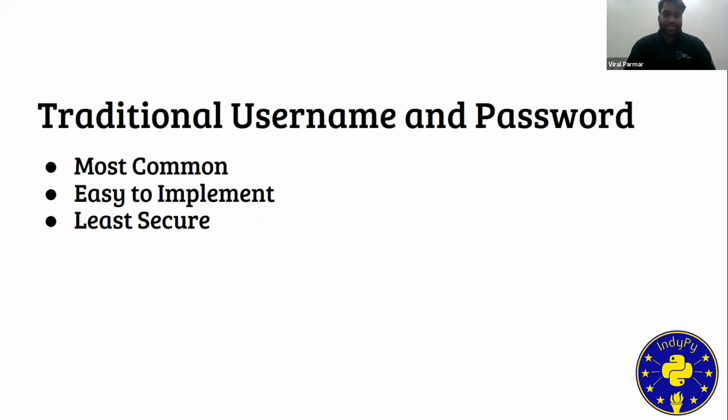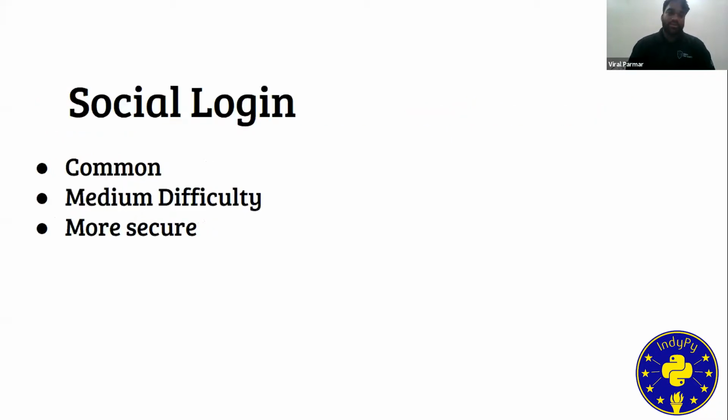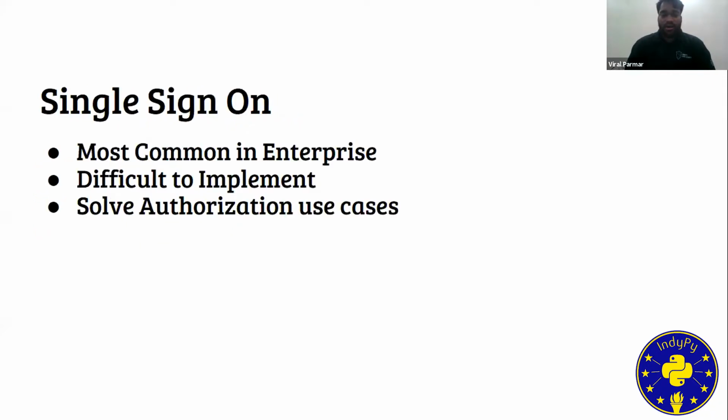The traditional username and password is the most common and easy to implement, but least secure. Social logins are common but not as easy to implement, or not as easy to hack, right? So it is medium difficulty but more secure than the traditional approach. Now, single sign-on is not very common overall; it is mostly used in enterprise systems, not for everyone, and is obviously difficult to implement for the whole hierarchy or the whole company. It also solves authorization use cases.